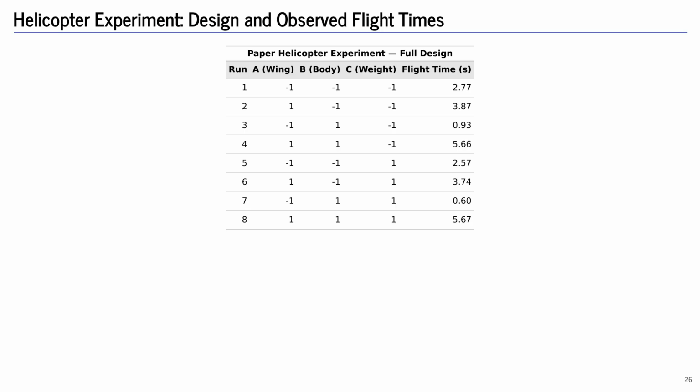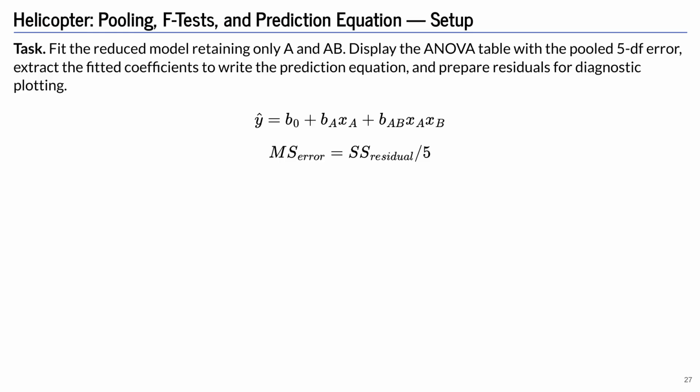5 effects will be pooled to form the error. With only 8 runs and 3 active parameters plus an intercept, we have 5 degrees of freedom for error, fewer than the 12 we had for the yield experiment, but still workable. Let me set up the helicopter analysis.